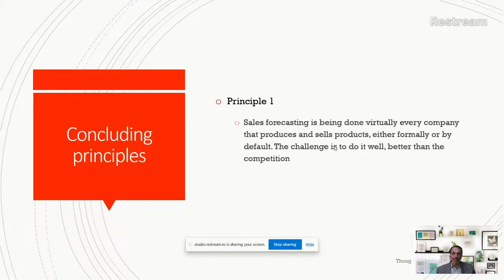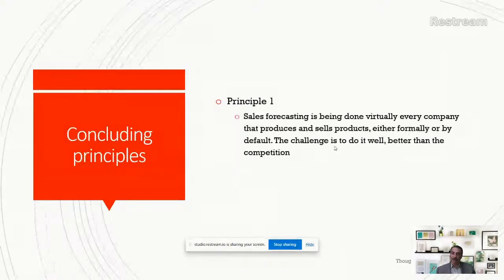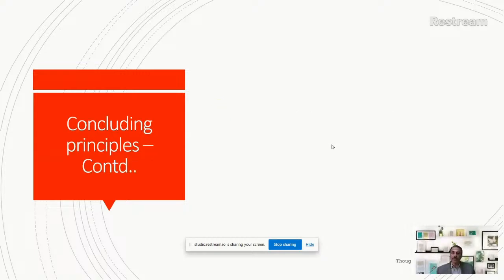Okay, so the principle here is that sales forecasting or demand forecasting is being done in virtually every company that produces and sells products, either formally or by default. The challenge is to do it well, better than the competition. Okay, it's not only taking Excel or machine learning methods and jumping directly into forecasting. You need to understand the process. First you need to understand why it is required and the background, why we are doing this. Then there are various methods. This is what we do in our program.